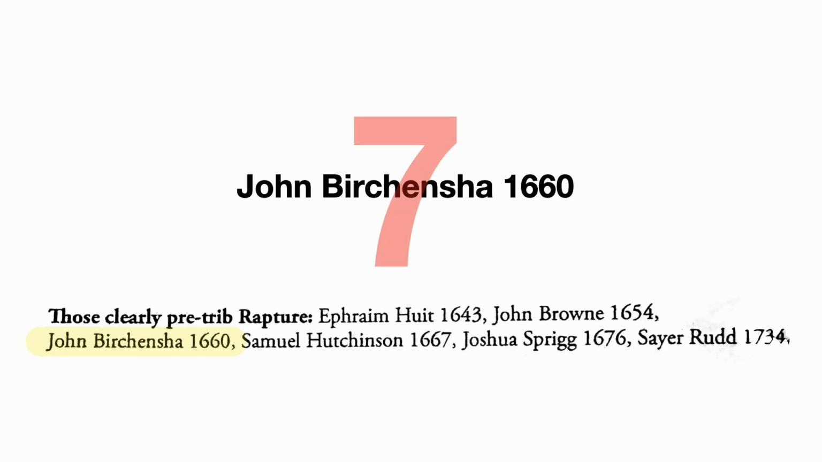The third individual is John Berchentia. That's in 1660. Again, he's the third individual that Watson said was clearly pre-trib. Watson says, now watch this. Again, you can't make this stuff up. At the end of the chapter, Watson says he was clearly pre-trib. But earlier in the chapter, here's what Watson says.